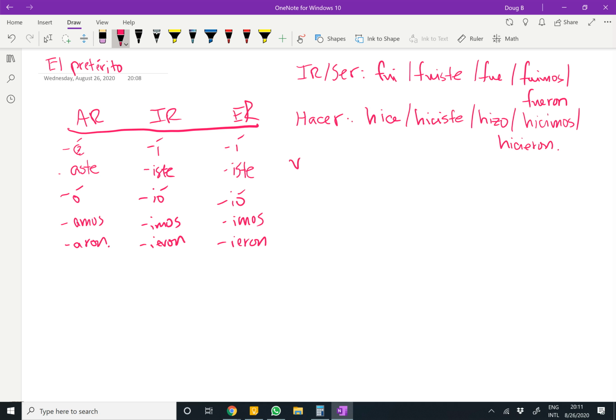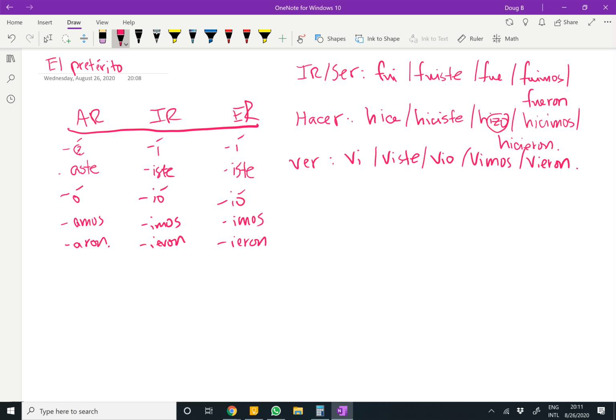Then there's ver. Yo vi, viste, vio, vimos, vieron. Ver is almost a regular verb, except it has no accents at all. Ir and ser, just weird. You have to memorize it. Hacer kind of follows a pattern, except for the él, ella, usted form, which is hizo. So you have to memorize that.